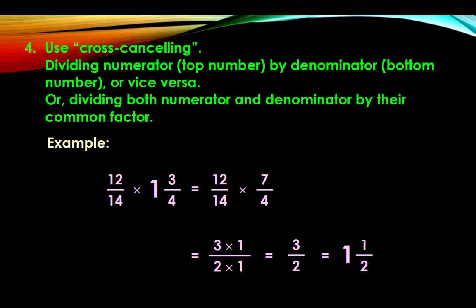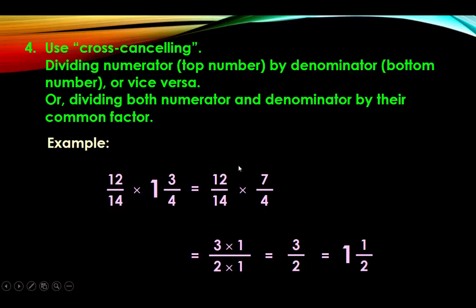So 2 here as divisor is a common factor of 2 and 4. Something like that. For example here, 12/14 times 1 and 3/4. We change 1 and 3/4 into an improper fraction. So 12/14 times 1 and 3/4 equals 12/14 times 7/4.